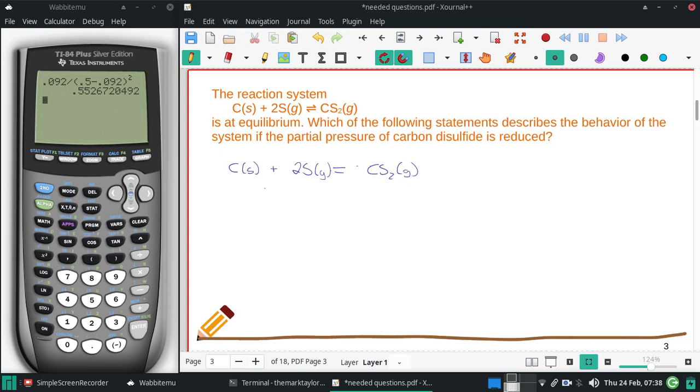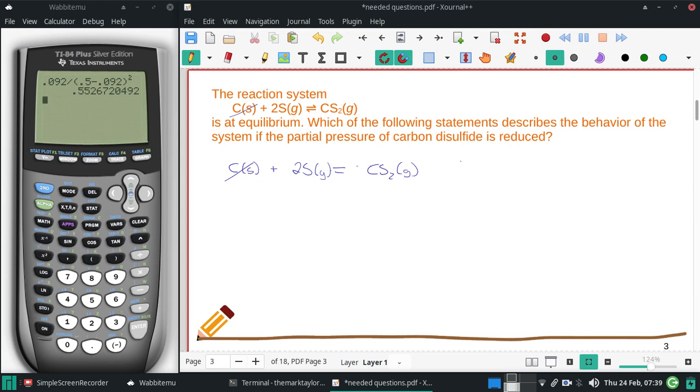All right, first thing I'm going to do is essentially mark out the carbon. The reason I'm doing that is I'm not expecting anything to change with the pressure or concentration of that, simply because it is a solid. So anything dealing with carbon regarding the pressure or the concentration is a mistake. There's no way it's going to change regardless of whether this is reduced or increased, simply because it is a solid. All right, but everything else is at play.